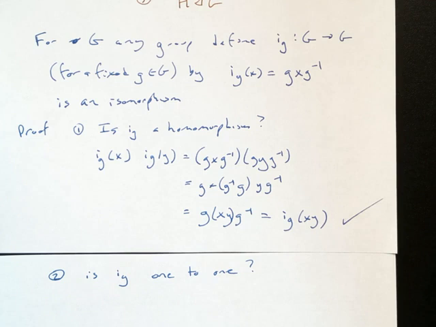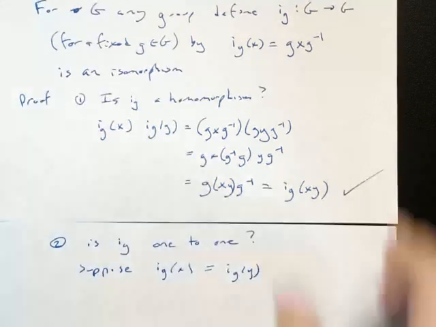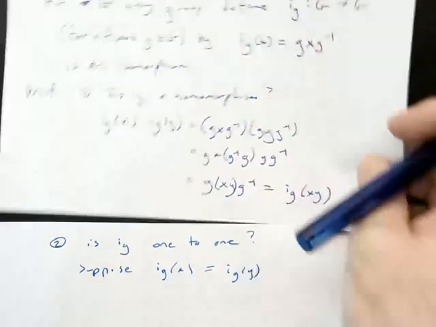You said show that each thing is different, right? So let's assume they're not different. That means if they hit the same thing, they had to come from the same thing. Suppose IG of X is equal to IG of Y. I want to end up with, oh, well then X must be the same as Y.